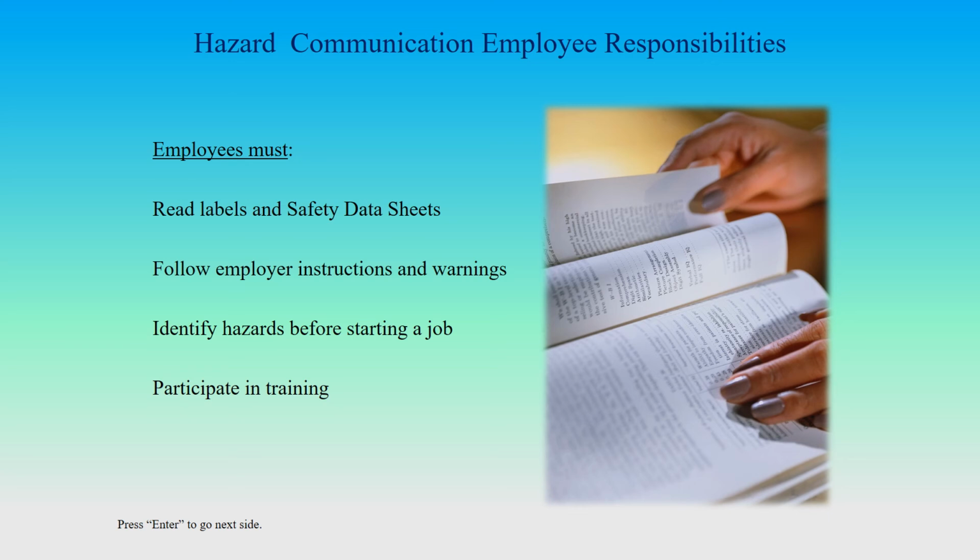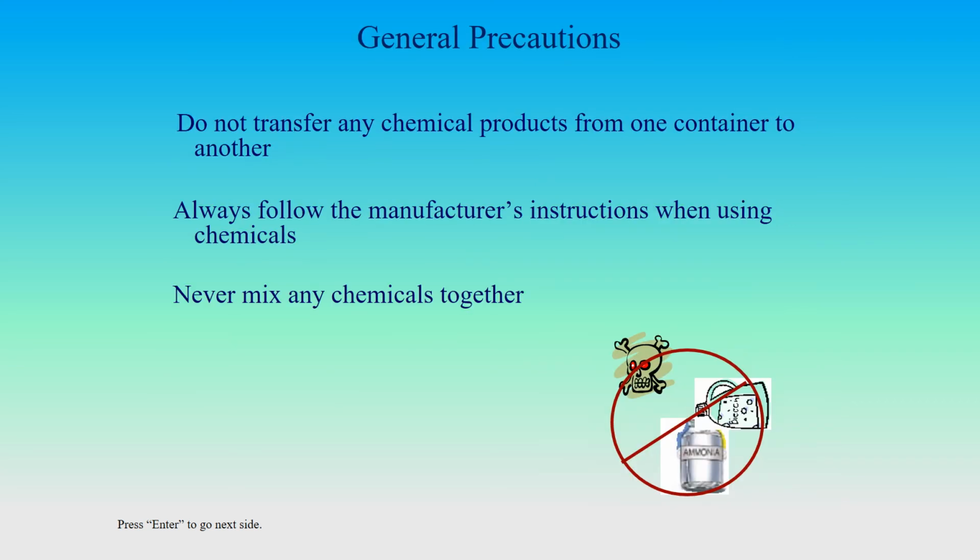Hazard communication employee responsibilities. Employees must read labels and safety data sheets, follow employer instructions and warnings, identify hazards. General precautions. Do not transfer any chemical products from one container to another. Always follow the manufacturer's instructions when using chemicals. Never mix any chemicals together.